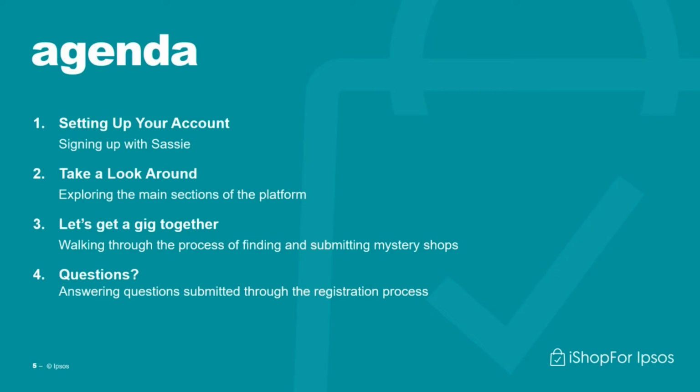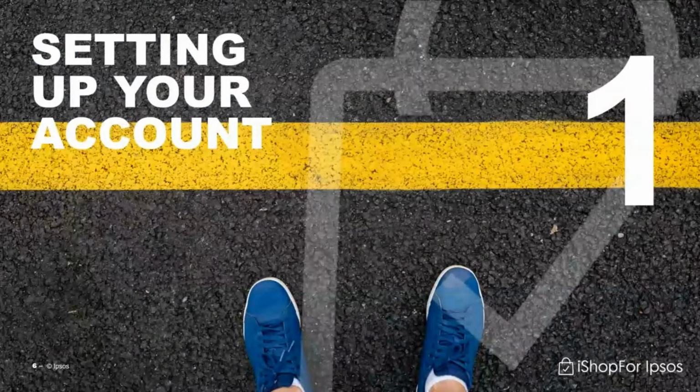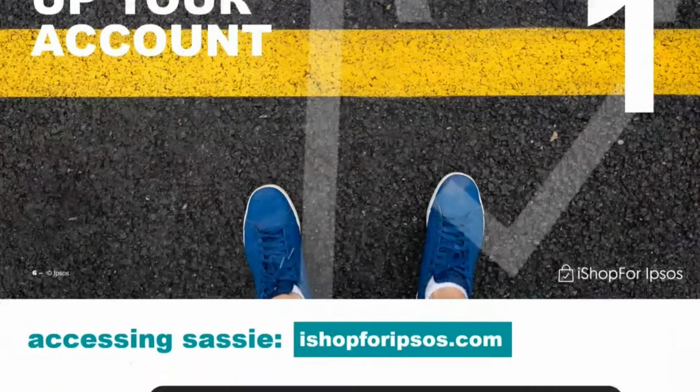Tonight's agenda will focus on Sassie. We're going to walk through how to set up your account. So if you already mystery shop with us or you're brand new, you'll need to have an account with Sassie. Once we do that, I'm going to show you around inside your shopper profile and all the things that you can do when you're in your Sassie account. I'll show you how to pick up a mystery shopping assignment or a gig and how to submit it. And then we're going to go through some of the questions that you graciously submitted before the webinar so that we can get you some answers. But to start off, we'll go ahead and start with setting up your account.